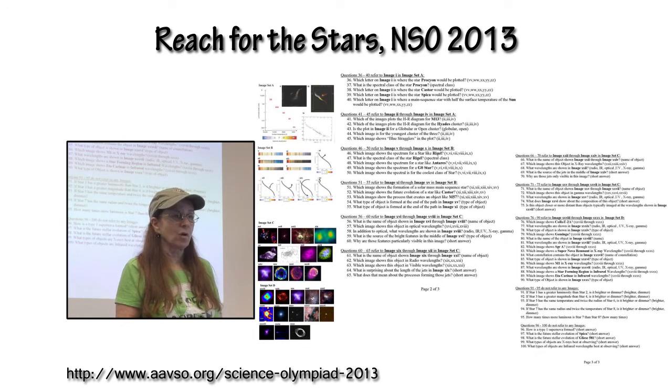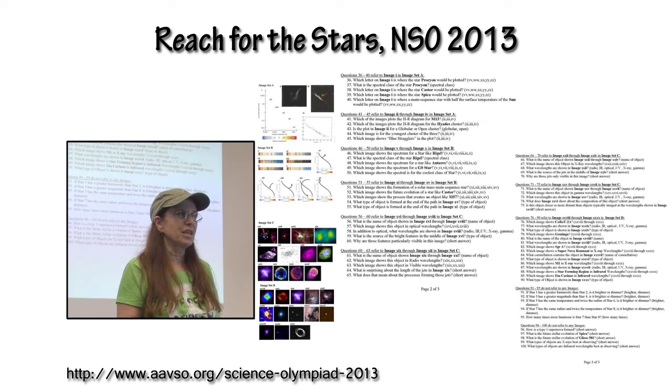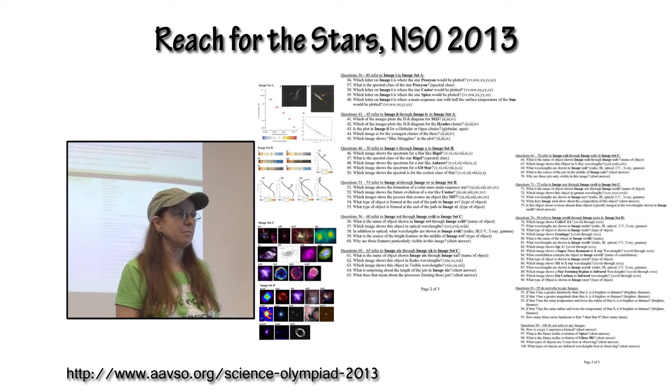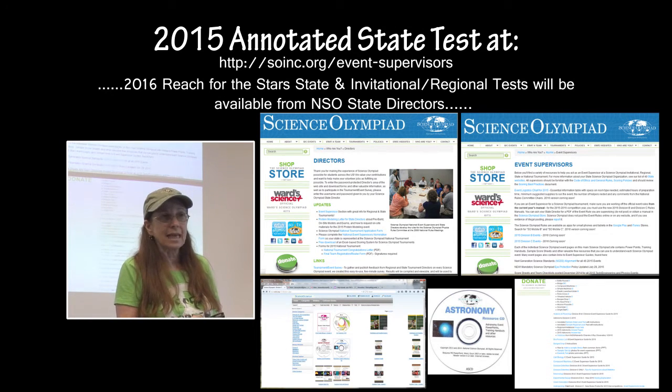These are the 65 questions with the image sets that went along with those, and this will give you an idea of the kinds of images and charts and graphs to put together to ask questions about for this particular event. And this, with the answer key, can be downloaded from the AAVSO website. So the 2015 annotated state test is on the National Science Olympiad website under Event Supervisors.